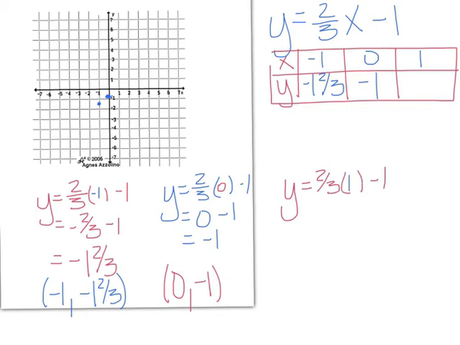Okay, last one. We have y equals 2/3 x minus 1. And this time x is a +1. So we get 2/3 minus 1. So we get a -1/3. So when x is 1, y is a -1/3. So going to our graph, when x is 1, y is a -1/3.